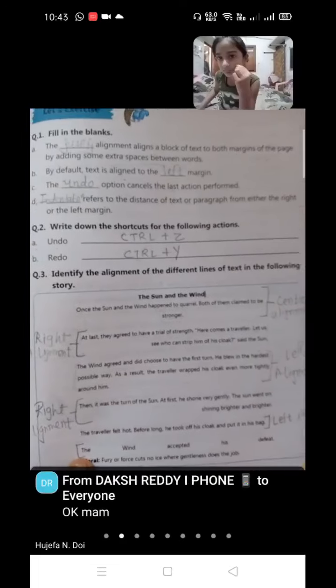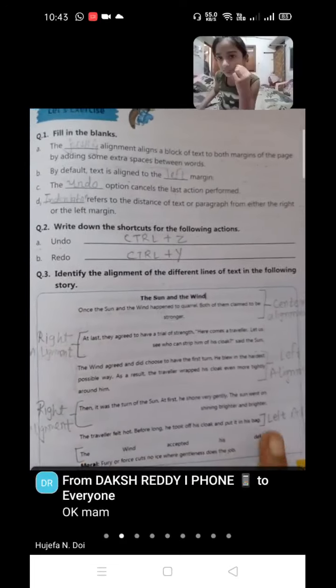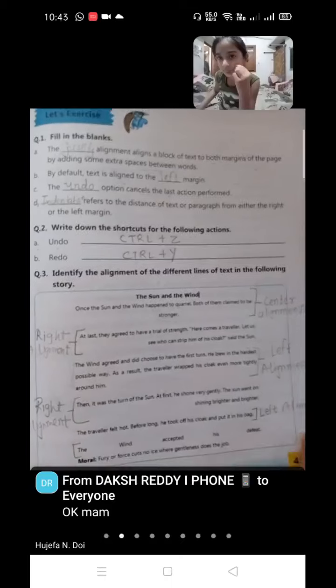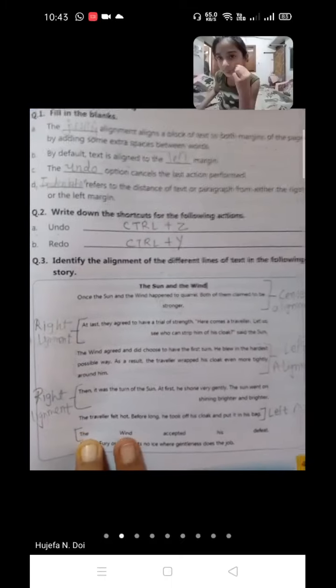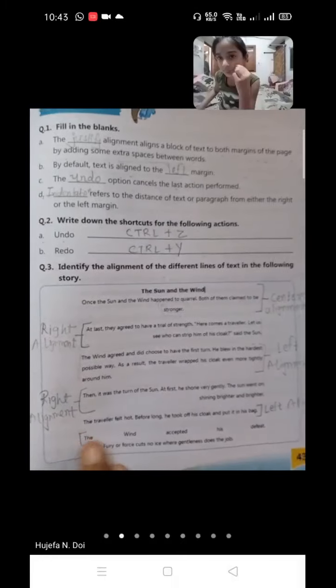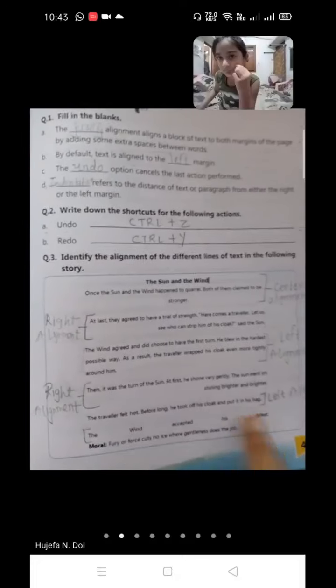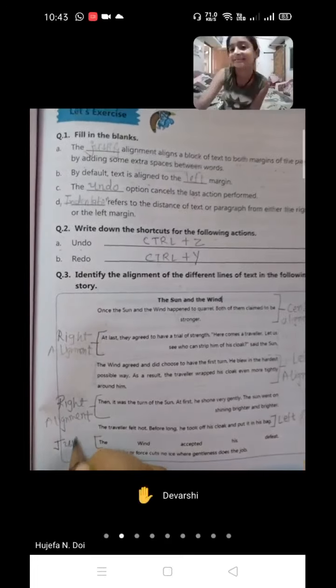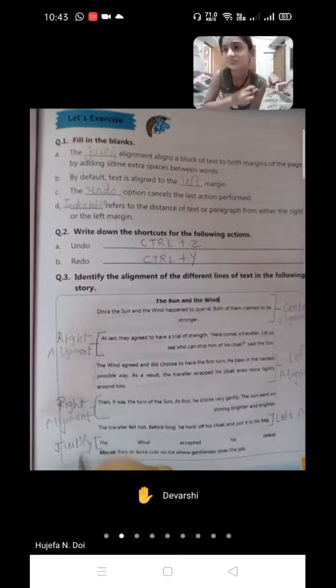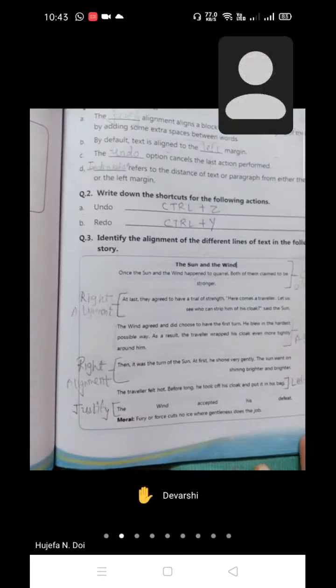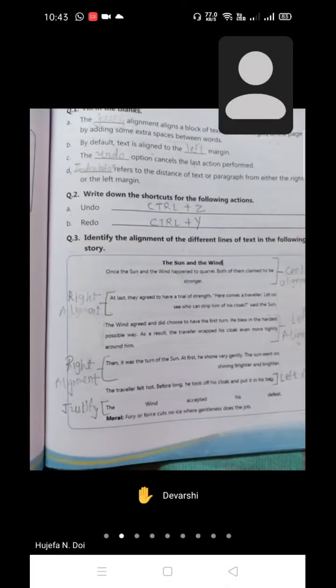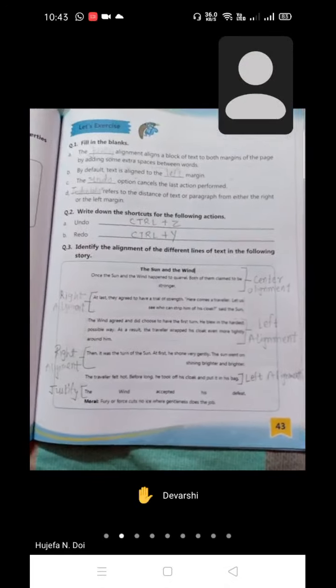Now for this one, you can see that on both sides it's arranged properly, but between the two words there are spaces given. So this is the justify alignment. Complete this alignment portion.